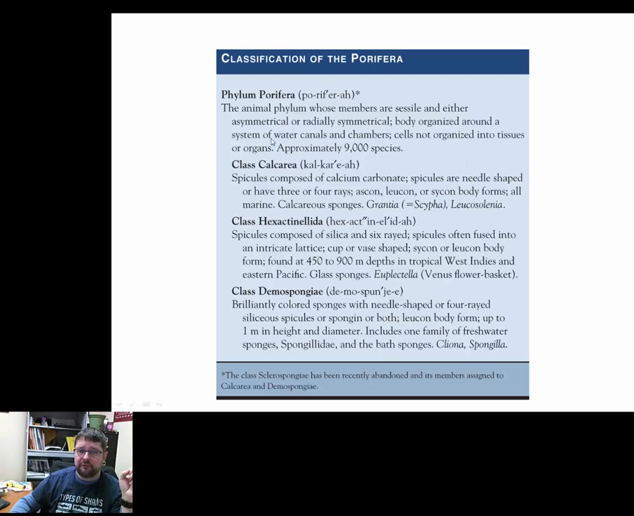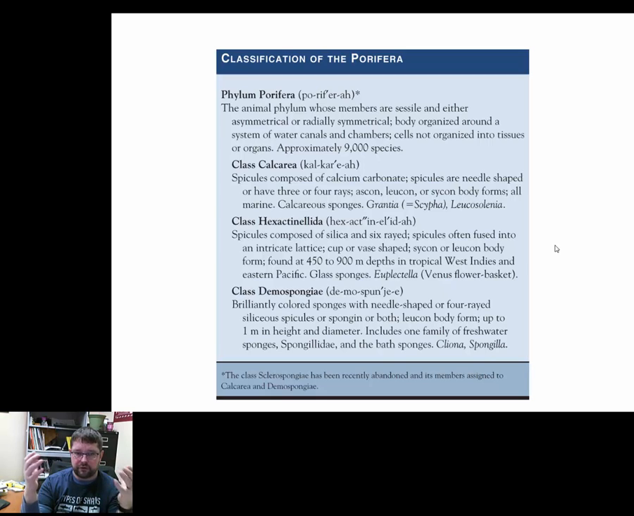The first class, and these classes are really divided up by what their body is made of, or what the spicules are, which are structures that allow them to hold shape. What are they made out of? That really determines what organisms go into what class. So Calcarea is made out of, the spicules are made out of calcium carbonate. Right? So they're kind of hard spicules.